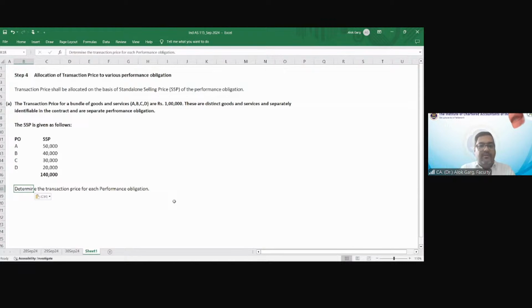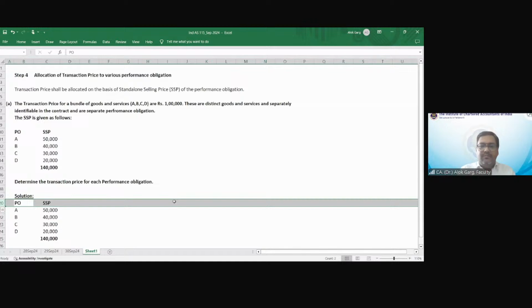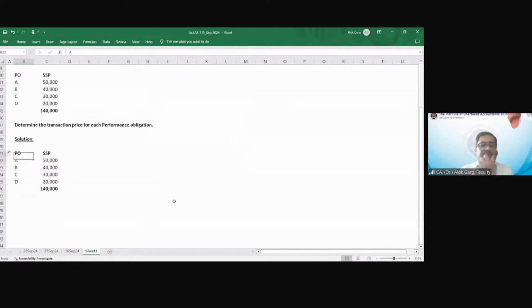Determine the transaction price for each performance obligation. Tell me how to allocate the transaction price. Simple, in the ratio of what? In the proportion of, in the ratio of these performance obligations. So friends, solution. This is my performance obligation, this is my standalone selling price, and this is my allocation of transaction price.